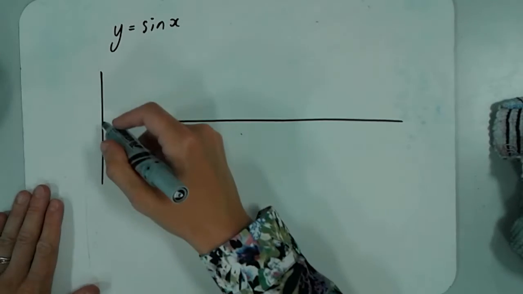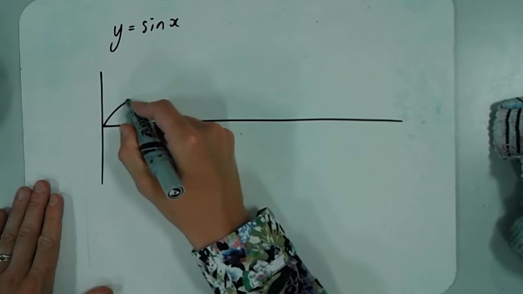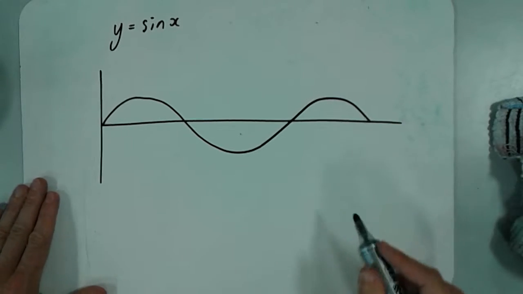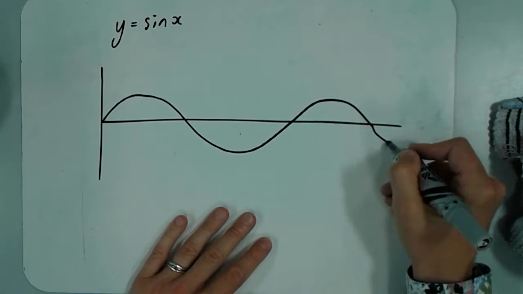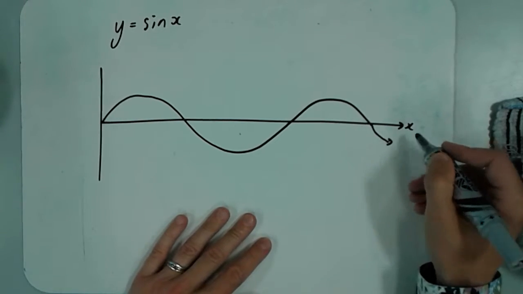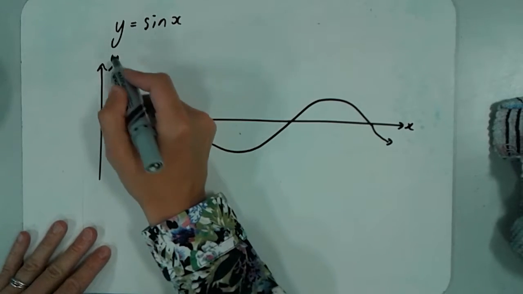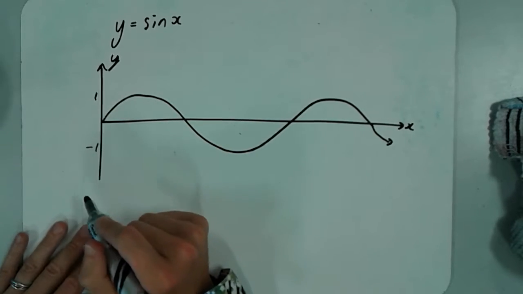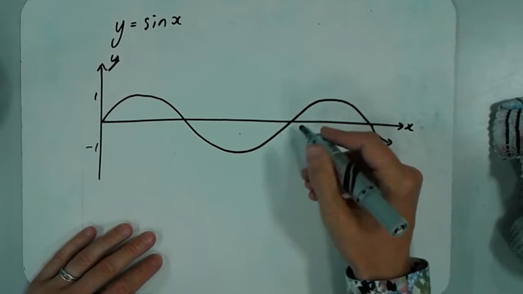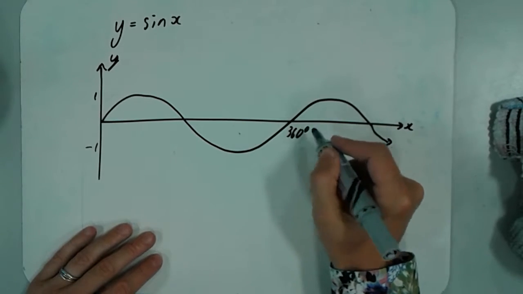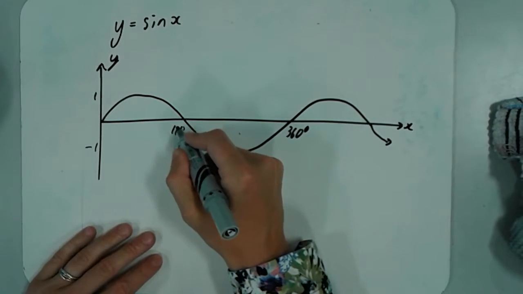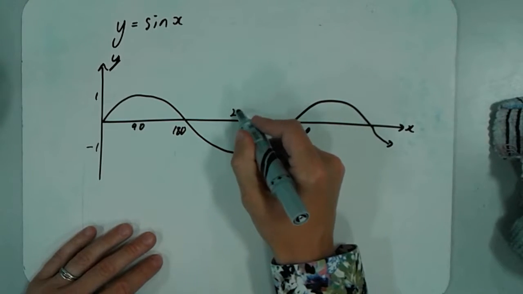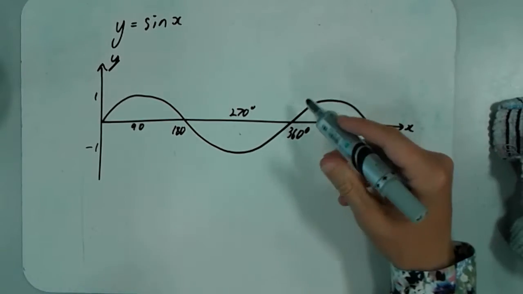All of these graphs are periodic. This one looks like this, and it would carry on like that forever. It has a maximum value of 1, a minimum value of -1, and its period is 360 degrees, crossing over exactly halfway, having a maximum at 90 degrees, a minimum at 270 degrees, and then it continues.